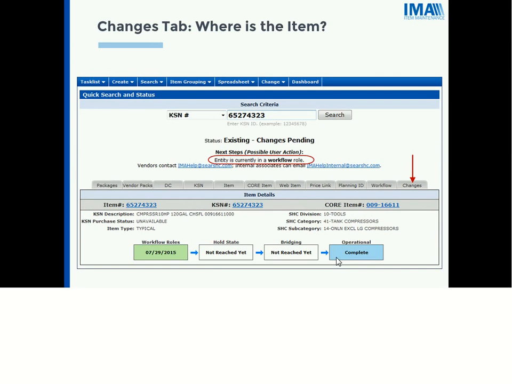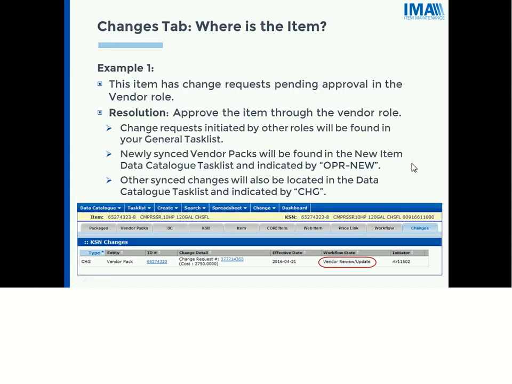All right, so we're going to look at a couple of different scenarios that you could see when you look at the Changes tab. Again, when it says it's in the workflow role, you don't really know what specific role that is. So if you check the Changes tab, this could be an example of what you might see. If you look under Type, it says CHG, so that means this is a change. Entity, vendor pack, so you know it's a field located on the vendor pack. Change detail, it actually lists out the change request. The cost is being changed to $27.50.